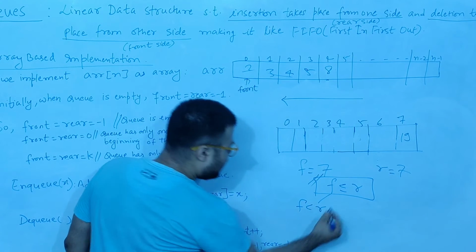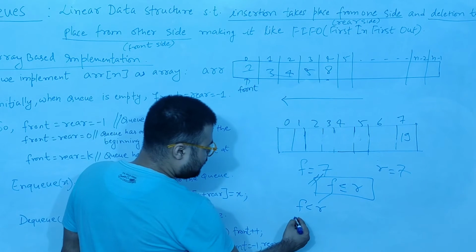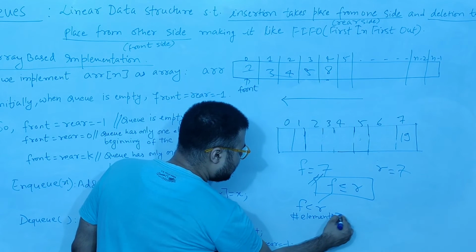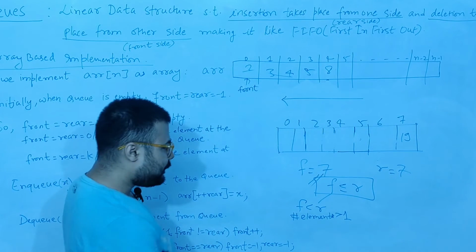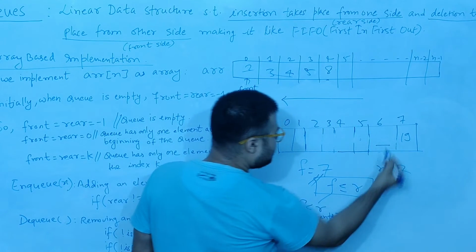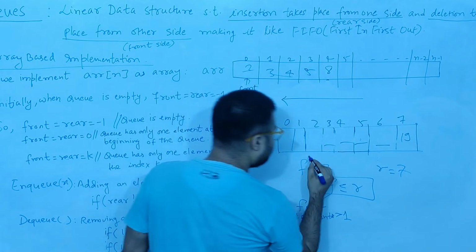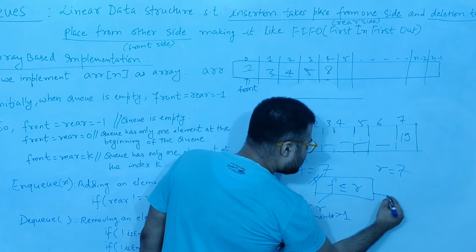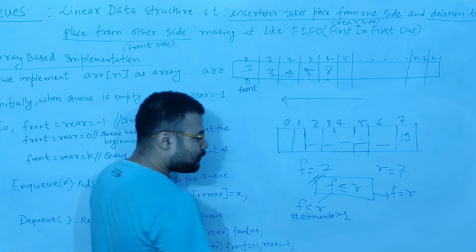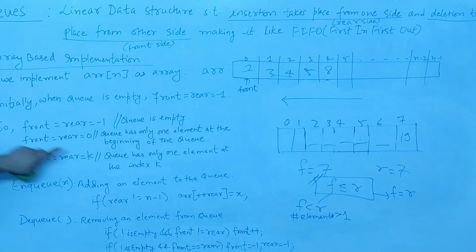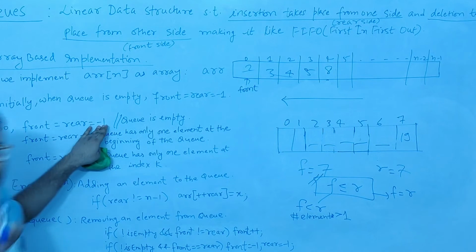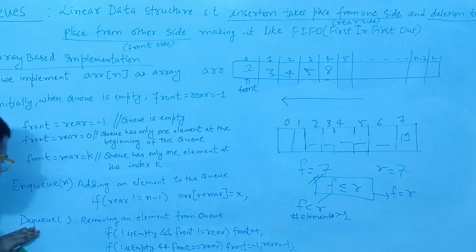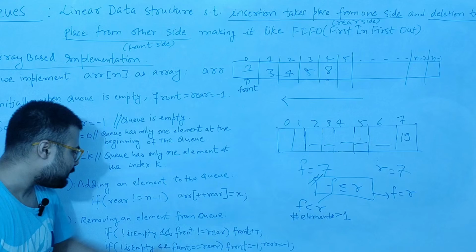Now, if f is less than r, it means your number of elements is greater than 1. F is less than r means your front can be here, or here, or here. So the number of elements in your queue is greater than 1. And if f is equal to r, then if it is not -1, you have one element, and if it is -1, the queue is empty.